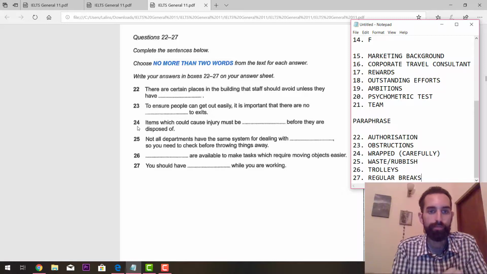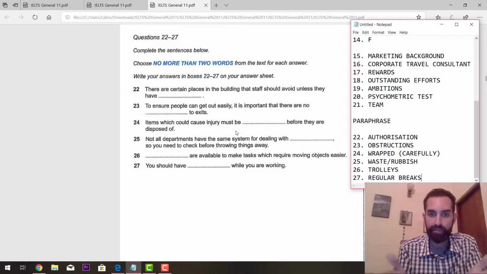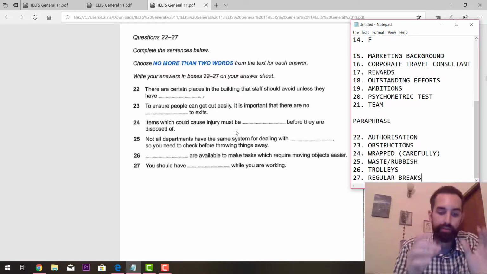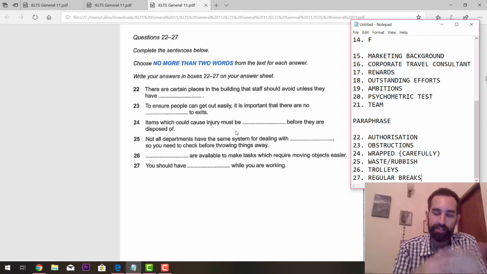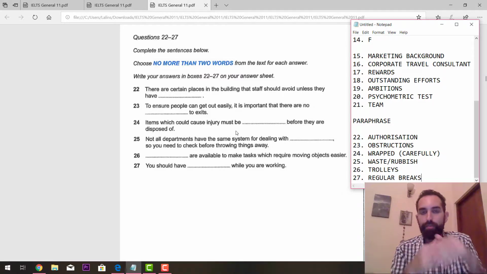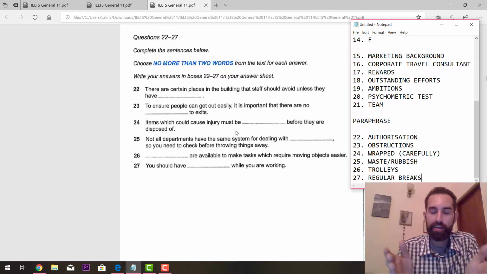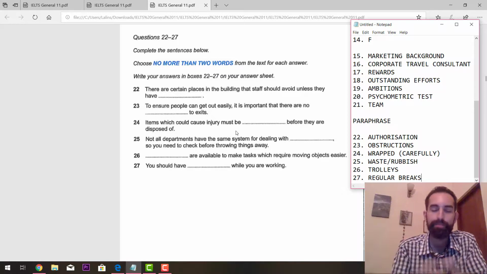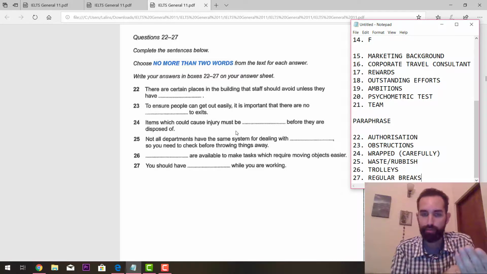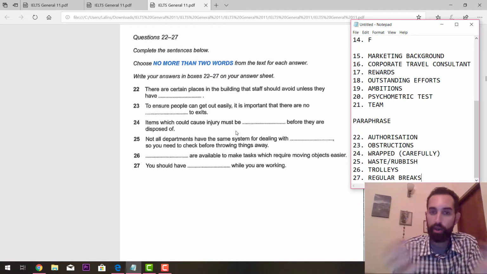Okay, 24. Items which could cause injury must be wrapped, brackets carefully, before they are disposed of. Obviously, we're talking about safety procedures, and they're talking about things like razor blades, broken glass, needles, things like that. Needles weren't mentioned, but it's obvious. These items have to be wrapped before thrown away, because anyone going through the garbage, the garbage men, if they pick that up, they're going to cut their hands open and get an infection, and it'd be horrible.